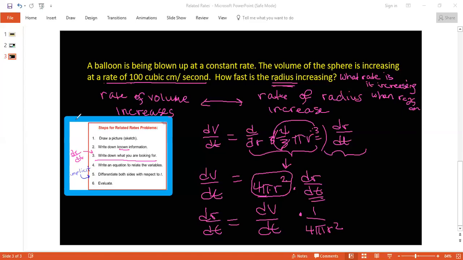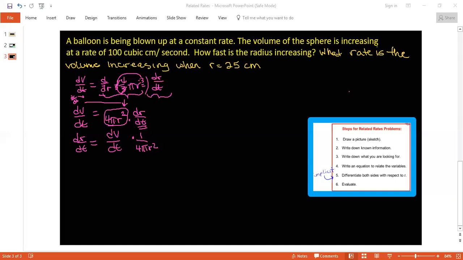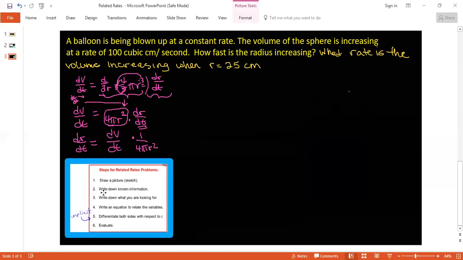Now let me make some moves real fast so that we have some room. Okay, so I made some room so we can finish this. Make sure we keep our steps. All right, so now from here, we were given dV/dt. So we were given this right here. So let's just go ahead and plug it in.